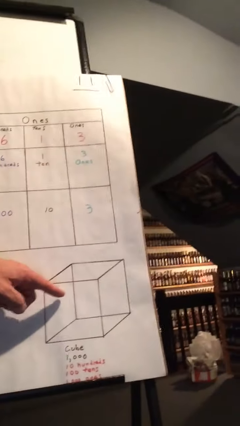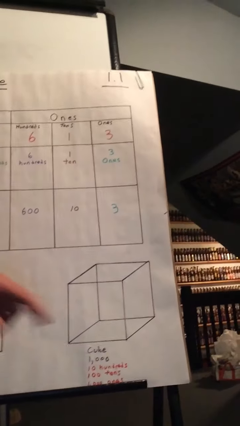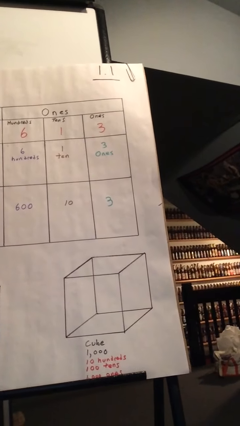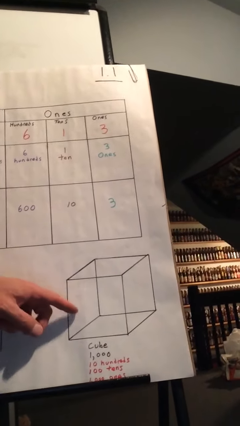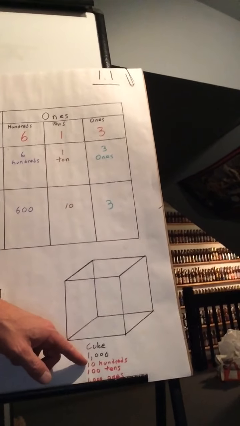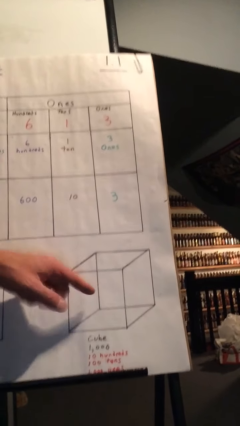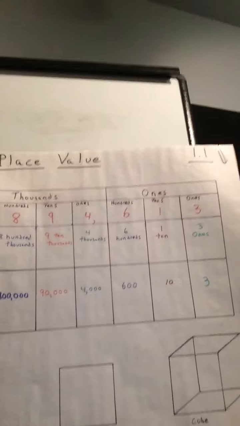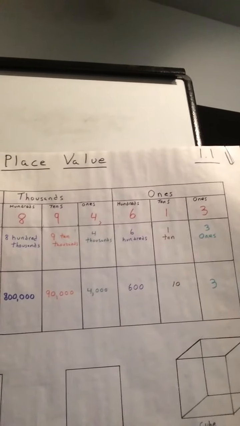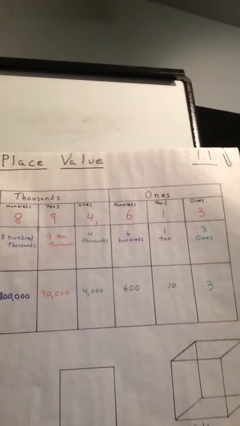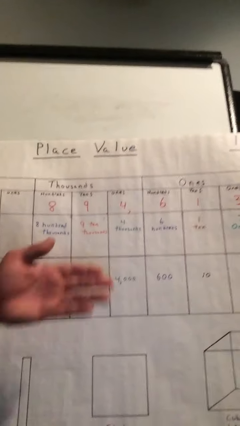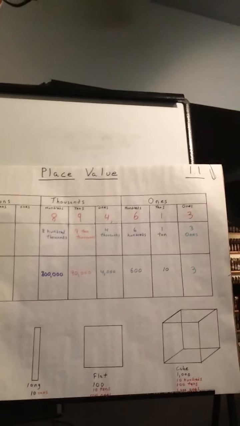And then over here we have the big 3D cube, which is equal to 1,000. And 1,000 is the same as 10 hundreds, 100 tens, or 1,000 ones. And that's just a basic introduction to how place value works. We're going to do more lessons coming up real soon, and use this material if you're stuck, and this can help you out with determining the value of digits in a place value chart.